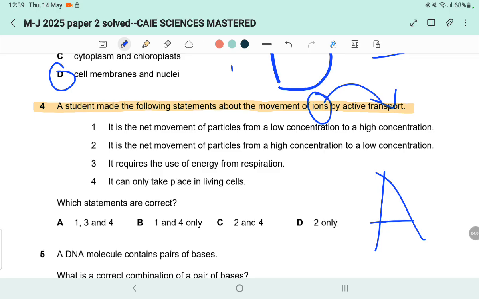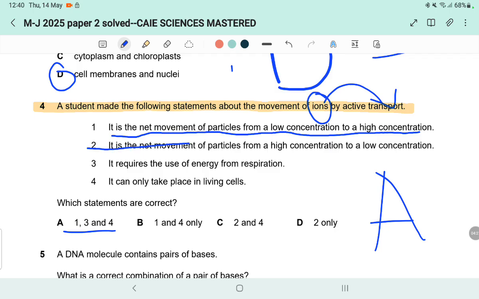How? Now let's start. Statement 1: it is the net movement of particles from a low concentration to a high concentration. That's true, right? It is the movement of ions and particles from a low concentration to a high concentration against a concentration gradient. It's not down a concentration gradient, it's against. Active transport is against, okay? So number 1 is totally correct.